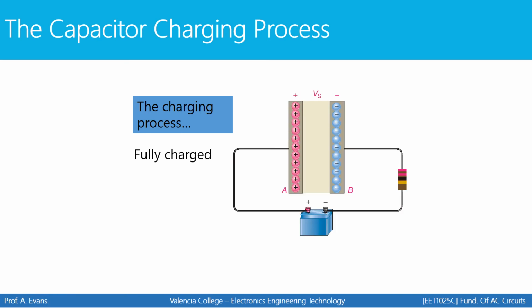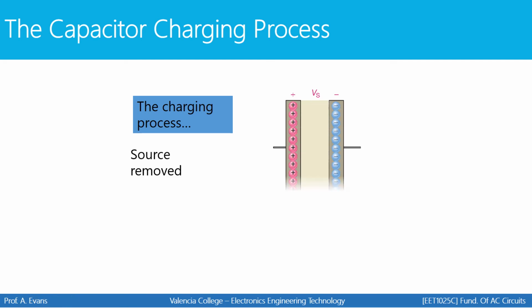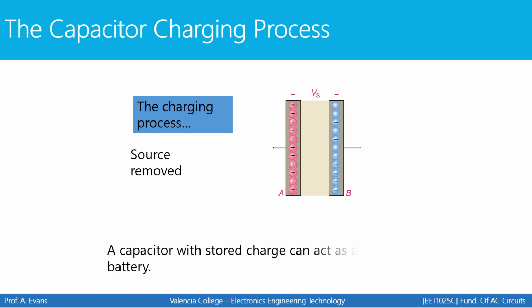Once the capacitor is fully charged, what we'll have are plates that have become polarized because the electrons and the protons are now unbalanced. Many of the electrons have left plate A, traveled around the circuit, and traveled to plate B. So now we have an excess of electrons on one side. We consider the capacitor to be fully charged when this plate can no longer hold any additional electrons. At that point, there will cease to be a flow of electrons around the circuit. So once the capacitor is charged, we can remove the voltage source. We can take that completely away.